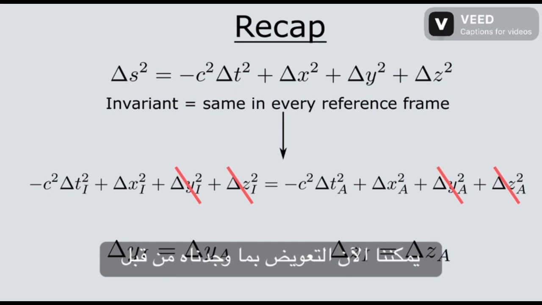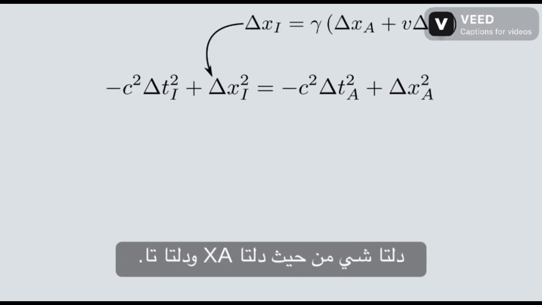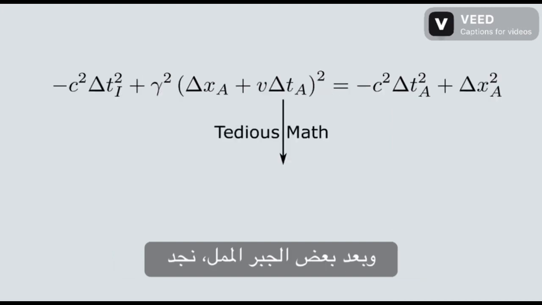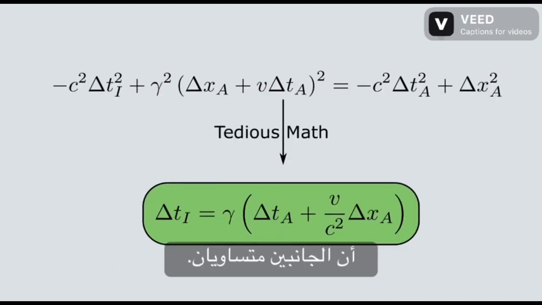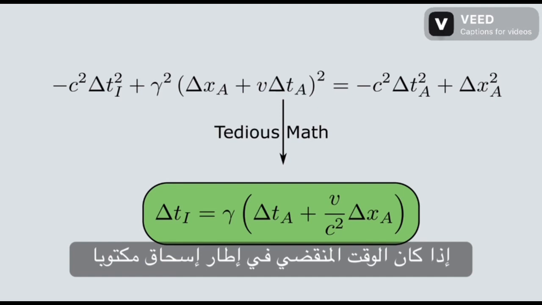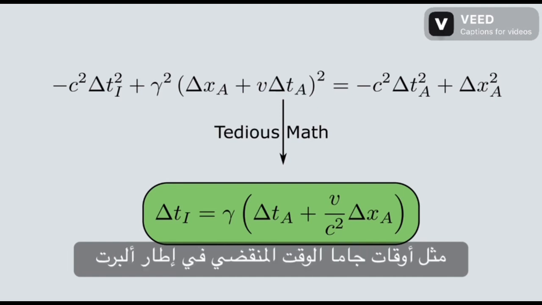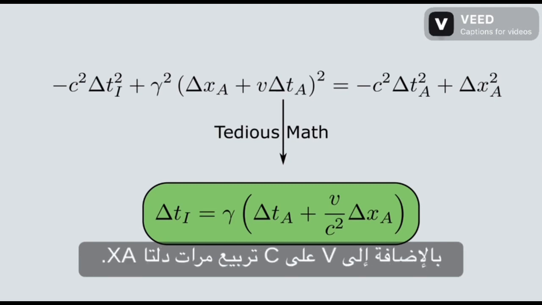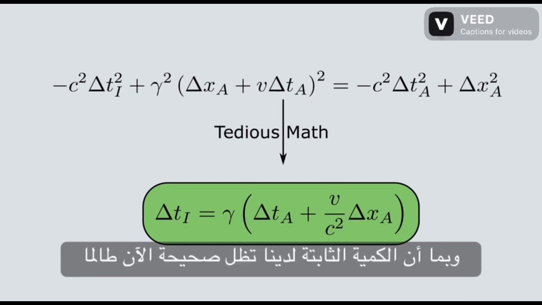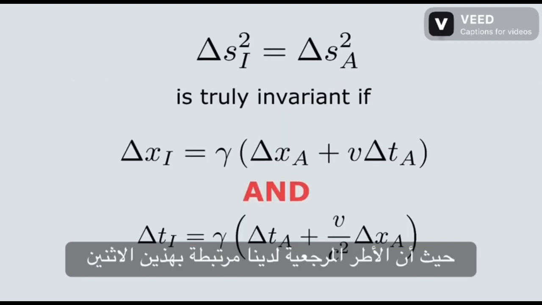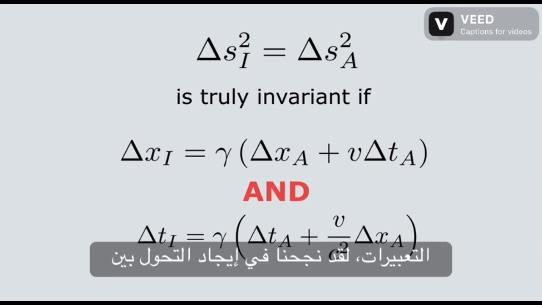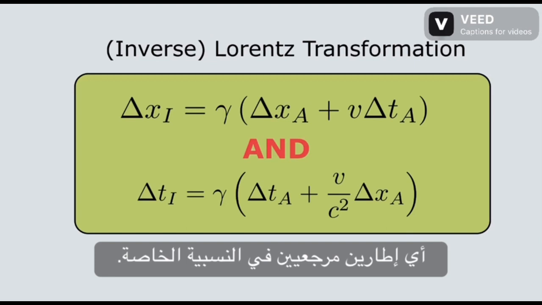Now we can plug in what we found before for delta xi in terms of delta xa and delta ta, and after some tedious algebra, we find that the two sides are equal if the time elapsed in Isaac's frame is written as gamma times the time elapsed in Albert's frame plus v over c squared times delta xa. Since our invariant quantity now holds true as long as our reference frames are related by these two expressions, we have succeeded in finding the transformation between any two reference frames in special relativity.